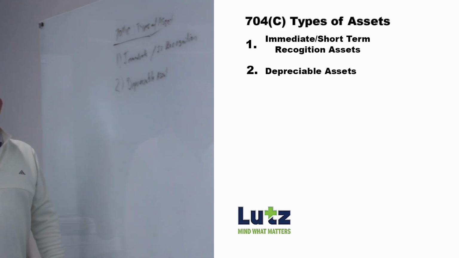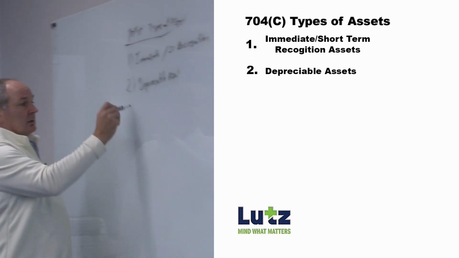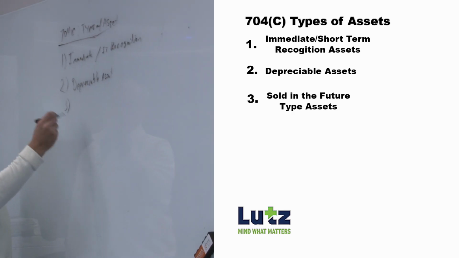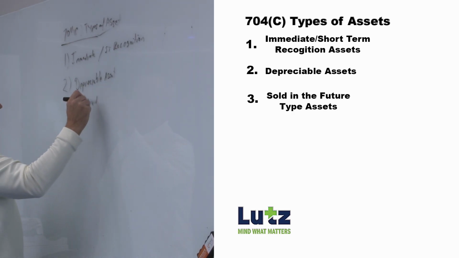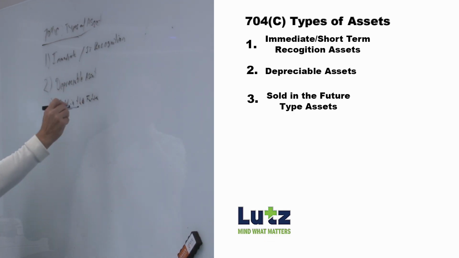Okay? And we're going to hammer on that. The third type is the sold in the future type asset. And man, these are tax technical terms. So if you look this up, that's exactly what you're going to find. Sold in the future asset.